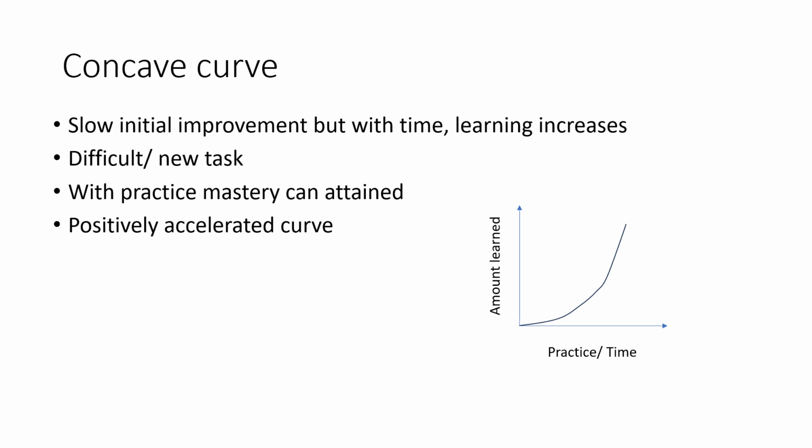And this is a positively accelerated curve. You can see that this slope is a positively accelerated curve. Learning is increasing over time. And it has a concave shape, see. And when it is convex, how would the graph shape be? It will be inverted, right?